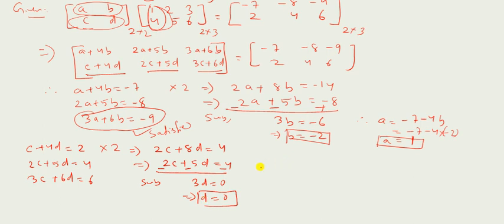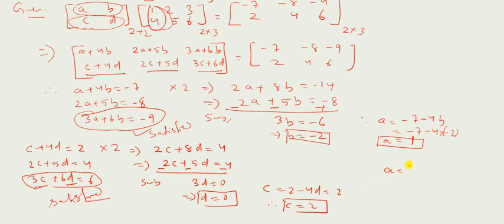Next, if D is 0, then put the value: C equals 2 minus 4D, which is equal to 2, and therefore C equals 2. Now let me put it in the third equation. D is 0 and C is 2. It is satisfied. So I get 4 values: A is 1, B equals -2, C equals 2, and D equals 0. Therefore matrix X is [A, B; C, D], which is equal to [1, -2; 2, 0].